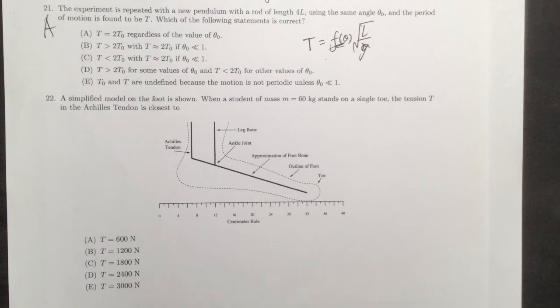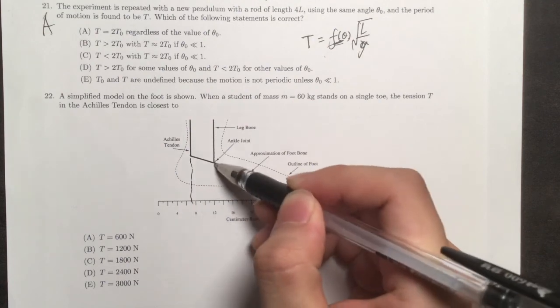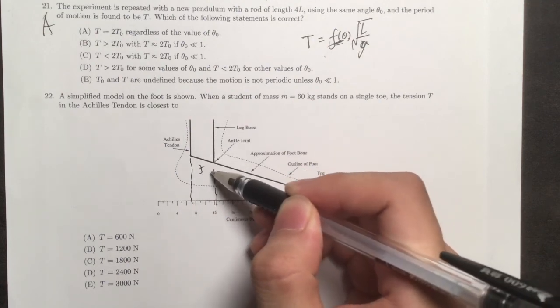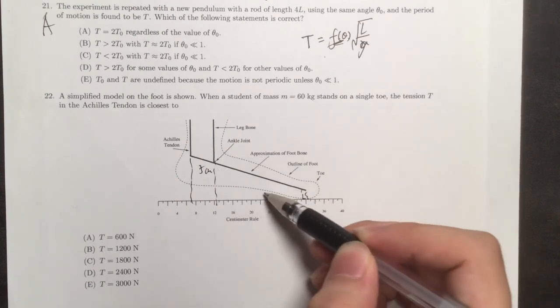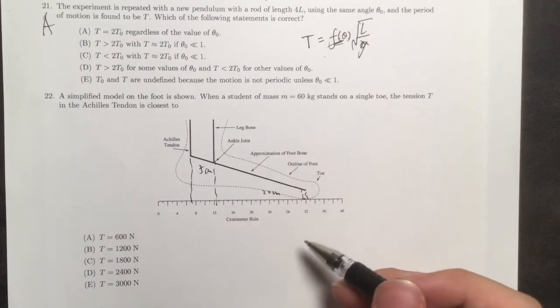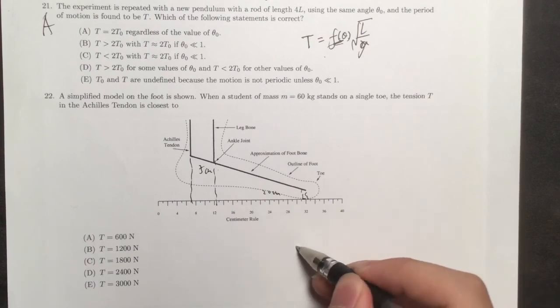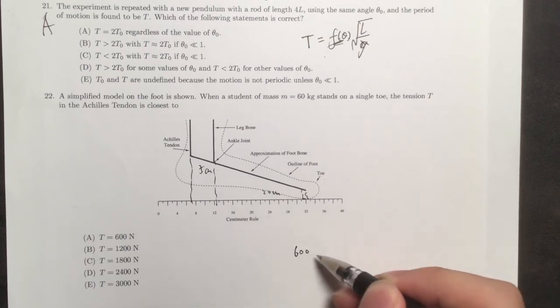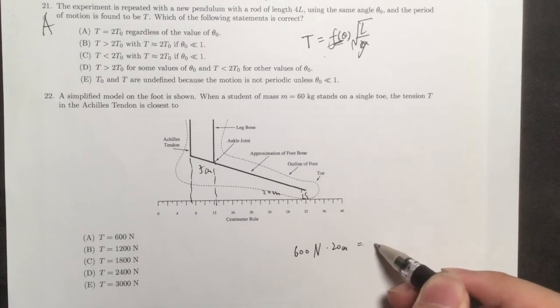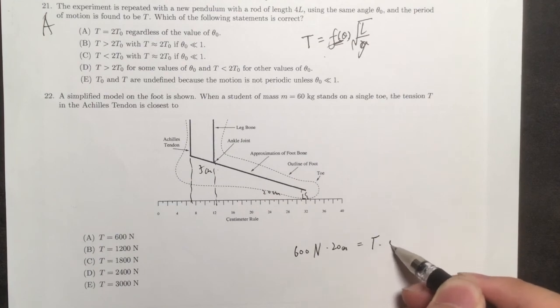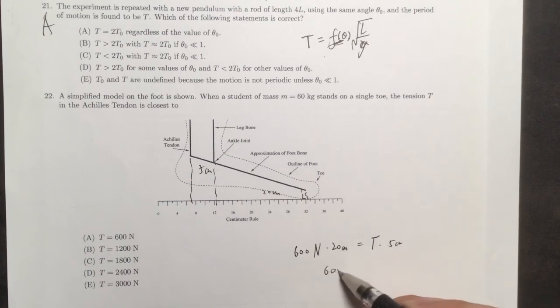torque problem. So here we see the distance from here to here is equal to 5 centimeters. And the distance from here to here is approximately 20 centimeters. So as we know, it's 60 kg, so approximately 600 newtons of force times 20 cm has to equal another tension force times 5 cm. So 600 times 20 over 5 is equal to T.